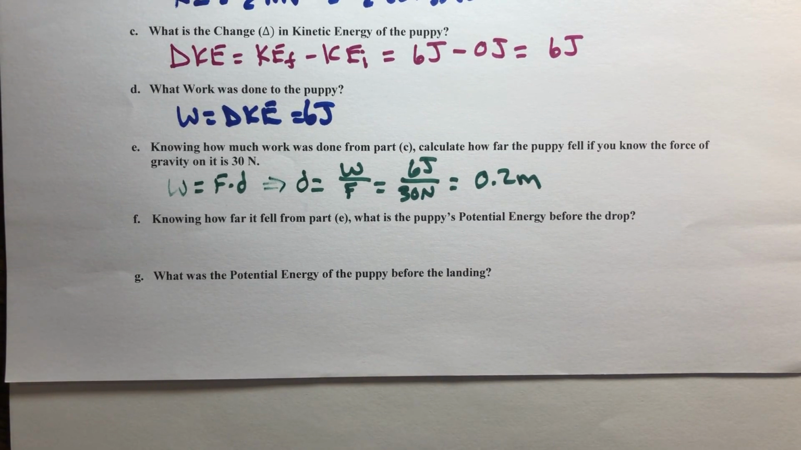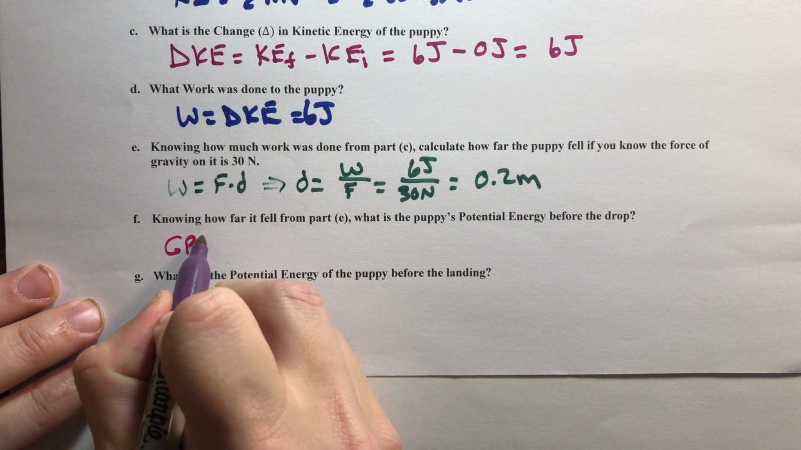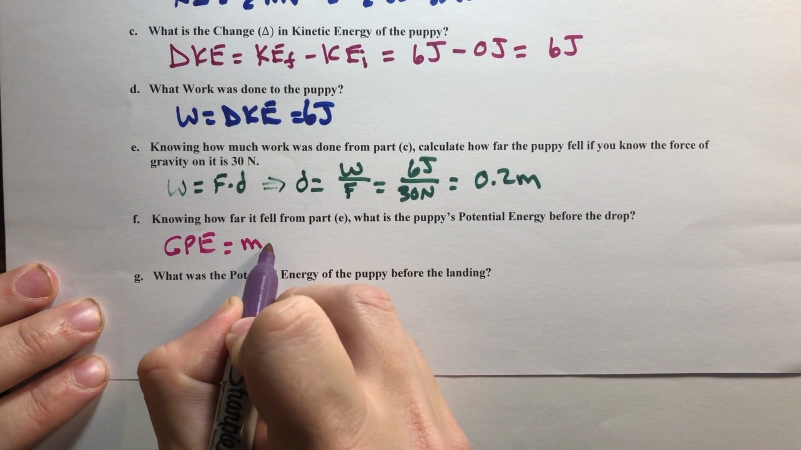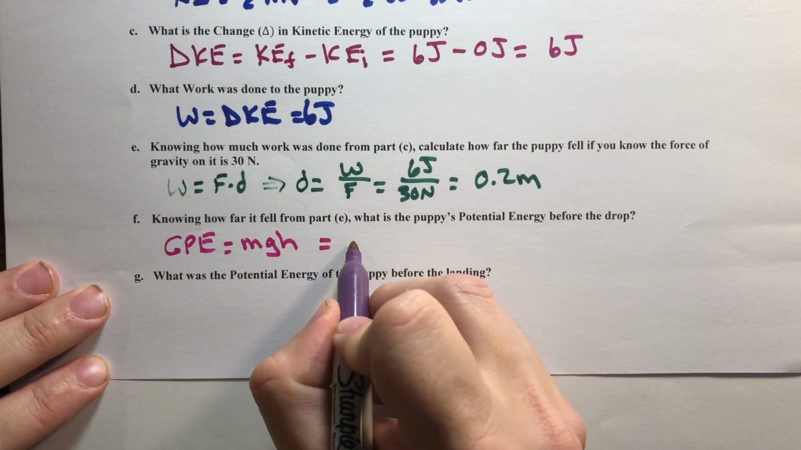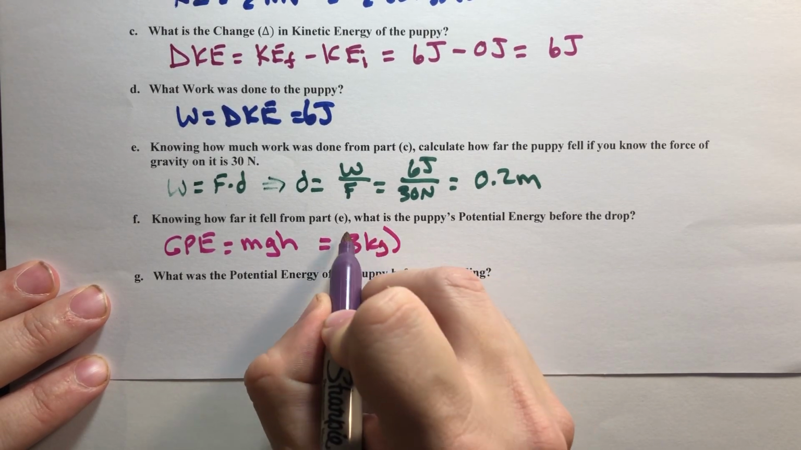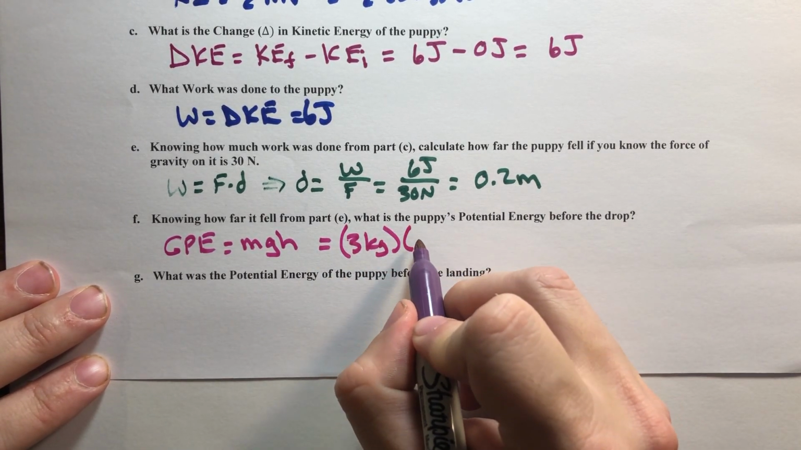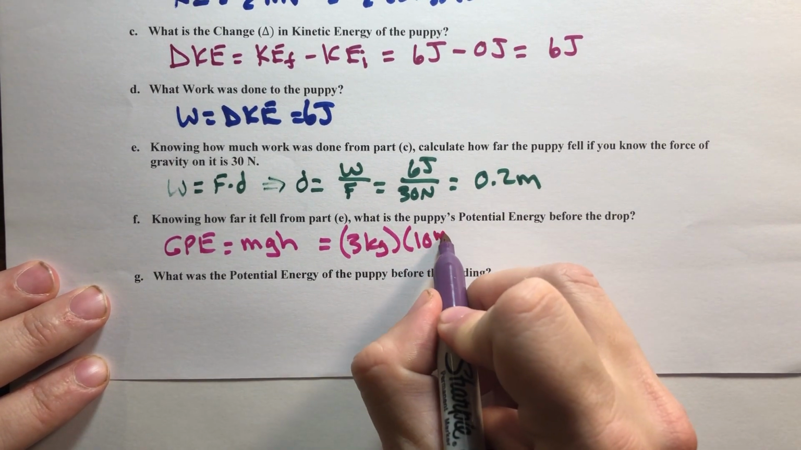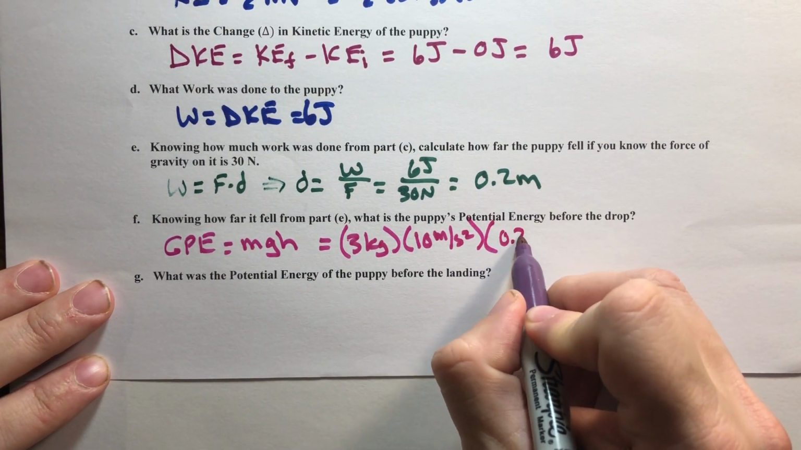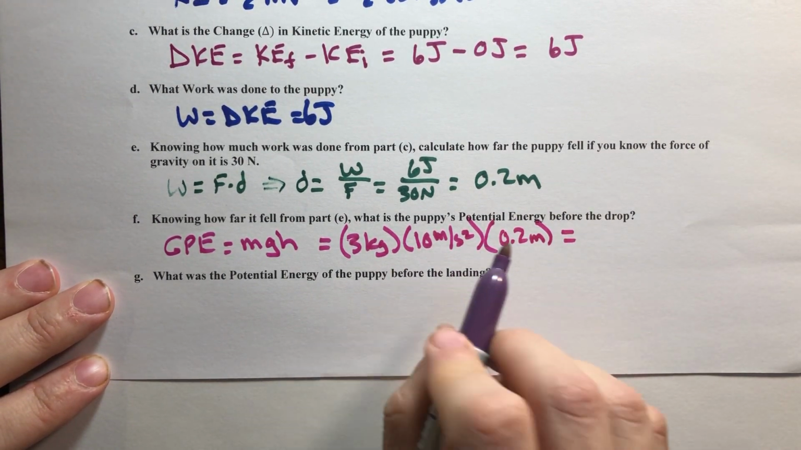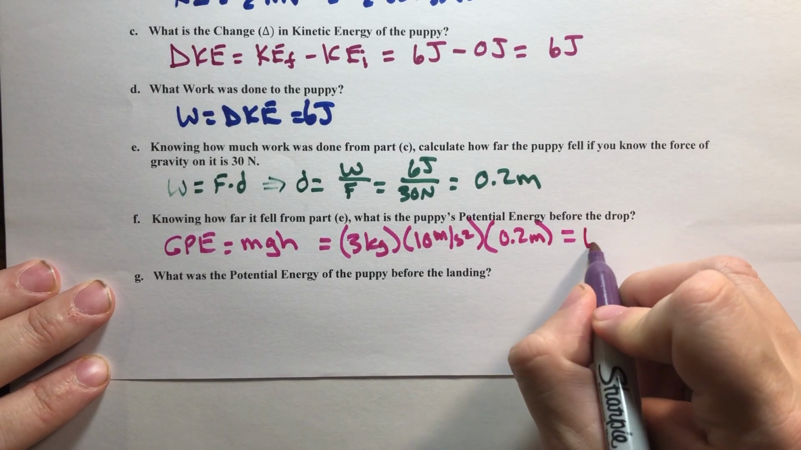Knowing how far it fell, 0.2 meters, what was the potential energy before the drop? So at the very top, what was the potential energy? Well, in this case, we're going to use the gravitational potential energy, which we know GPE is defined as mass times acceleration due to gravity times the height of the object. The mass of the puppy is still 3 kilograms. Didn't lose any mass, so no legs fell off or anything like that. We're going to assume 10 for g, just to keep it simple. And our height, well, we just said was 0.2 meters. So if we plug in all that, 3 times 10 times 0.2, we should get back to our 6 joules.